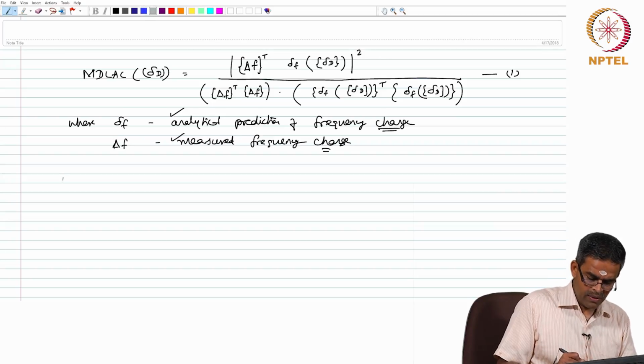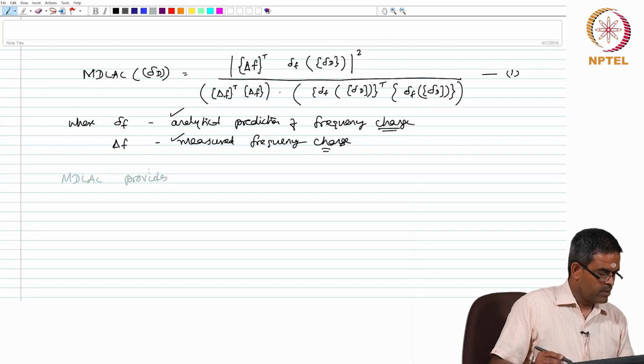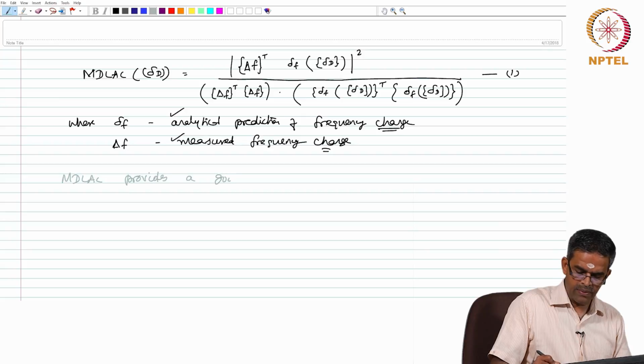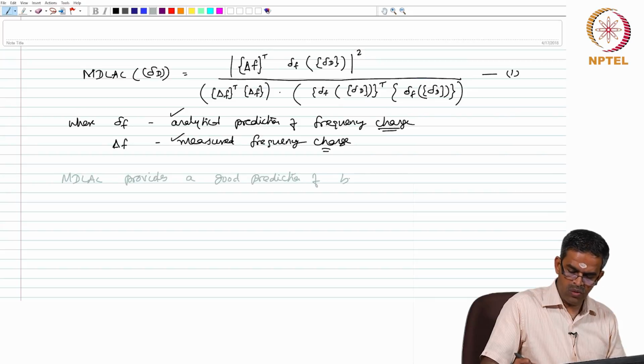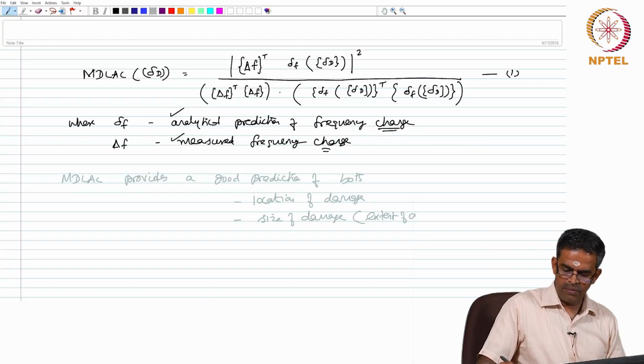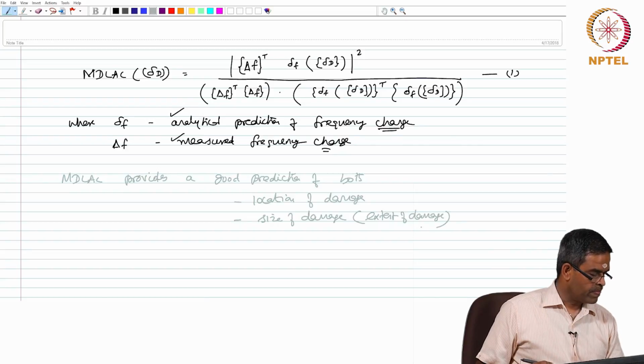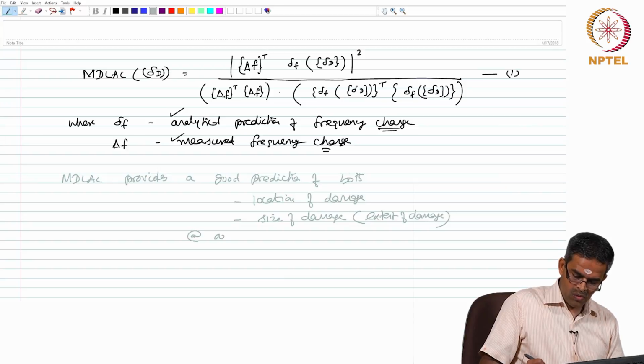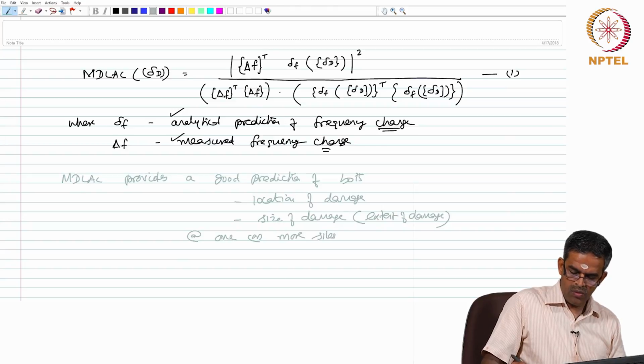Now, interestingly, MDLAC provides a good prediction of both location of damage and size of damage, what we can say otherwise extent of damage.